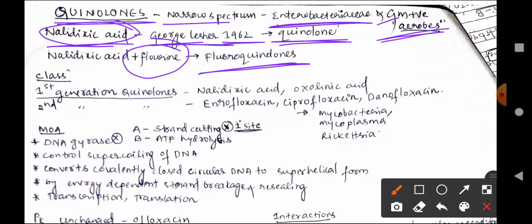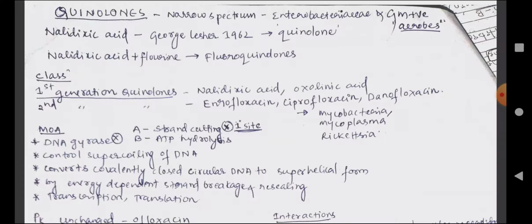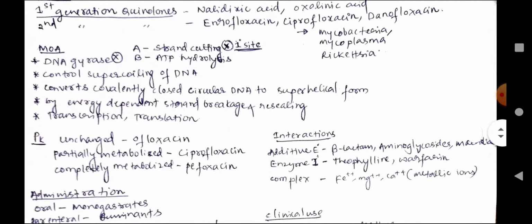Now let us come to their classification. They are classified as first generation quinolones and second generation quinolones. Nalidixic acid and oxolinic acid are the examples for the first generation quinolones, and enrofloxacin and ciprofloxacin are the examples for the second generation quinolones. Now let us come to the mechanism of action of these quinolones.